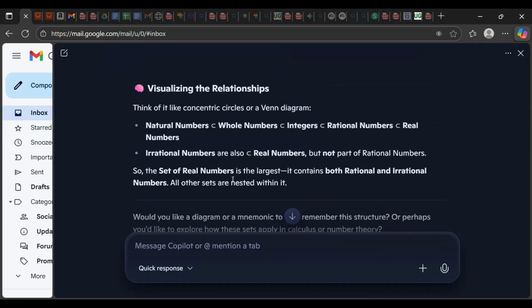This is Bing, right? They're not able to draw the Venn diagram. So they're explaining that natural numbers are contained in whole numbers, right? And the whole numbers are contained in integers. The integers are contained in rational numbers, and they're all contained in real numbers.